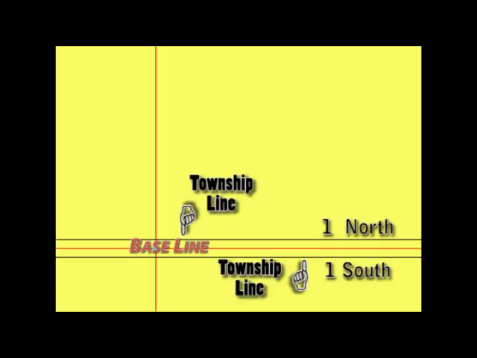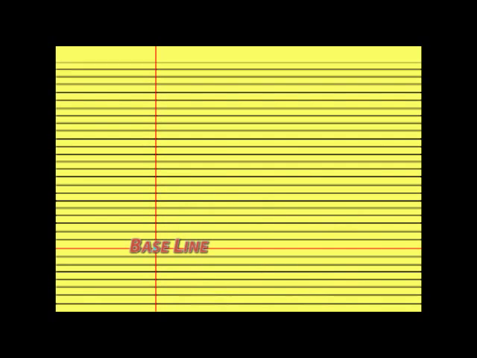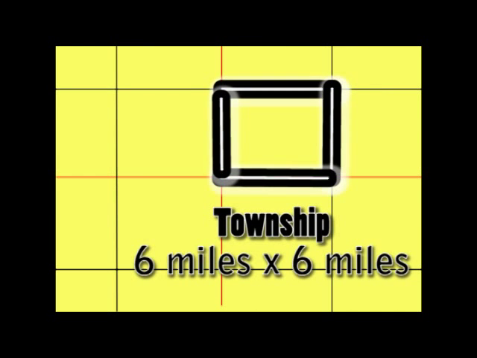6 miles from Township 1 North and South would be another township line. These lines are called Township 2 North and Township 2 South, and so on from there. This would form a grid with 6 mile by 6 mile squares called townships. Let's look at the 6 square mile township that is Township 1 North of the baseline and Range 1 East of the 6th principal meridian.